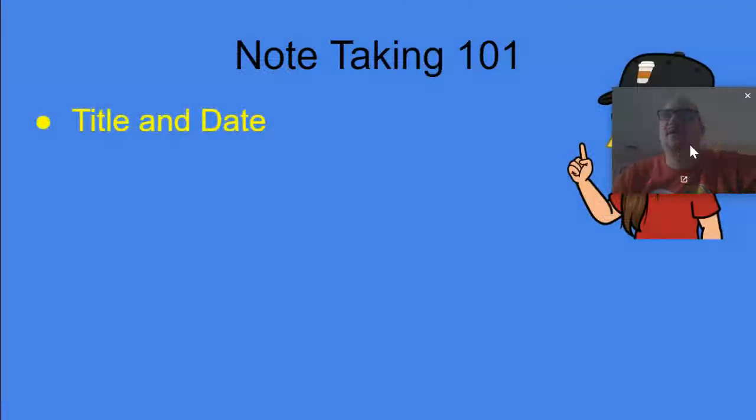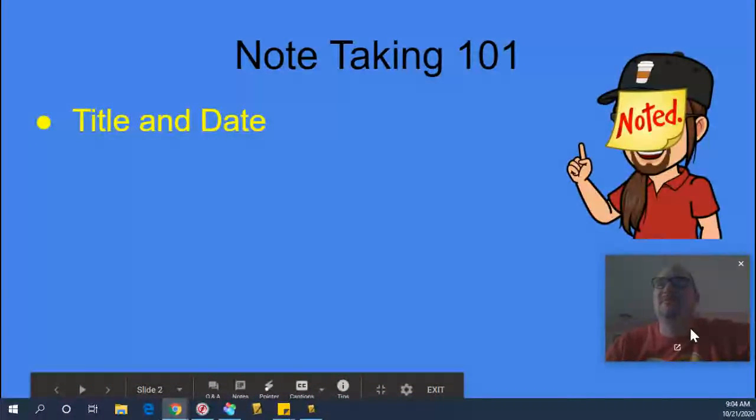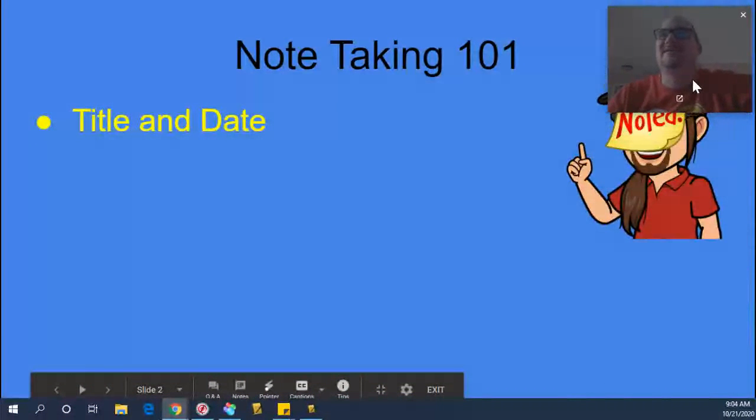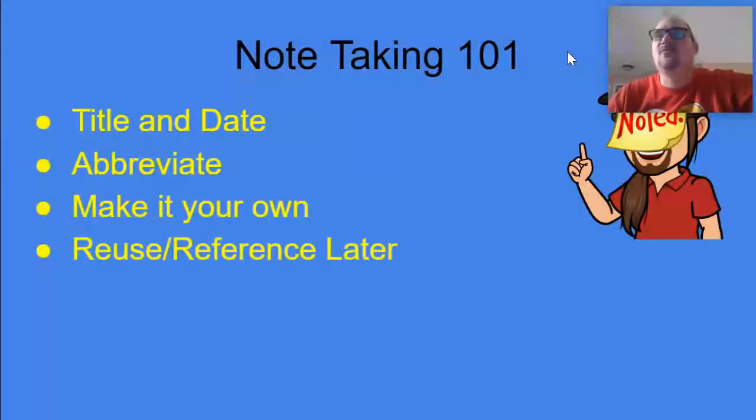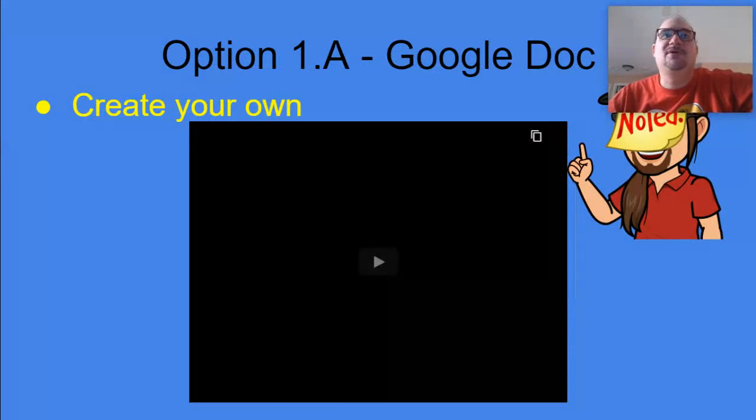So note taking 101, and yes, I know I'm covering my own Bitmoji right now. I'll leave myself up there out of the way. You want to make sure you put a title and date, abbreviate, make it your own, and then remember you can reuse and reference your notes later. That's going to be important. It's going to come back up in these note-taking notes, no pun intended.